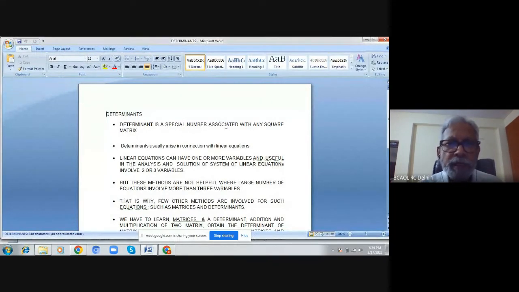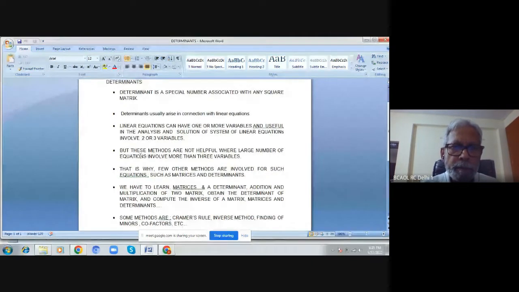स्पेशल नंबर है. देखिए, डिटर्मिनेंट इज स्पेशल number associated with a square matrix. So it may be a question. So determinant जो है, स्क्वायर मैट्रिक्स तो होना ही है एक कंडीशन. दूसरा, इसमें से हम लोग जो है ये लीनियर इक्वेशंस की कंडीशन के लिए डिटर्मिनेंट इज वेरी यूजफुल.